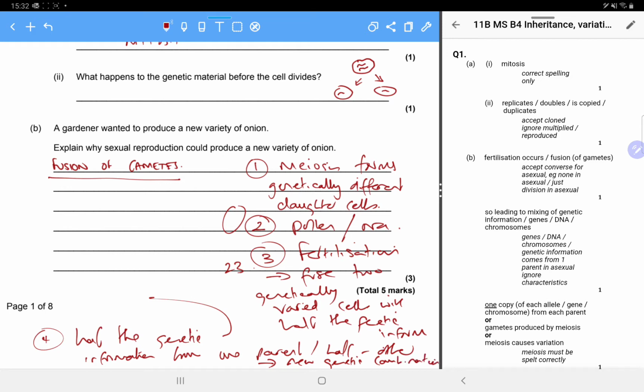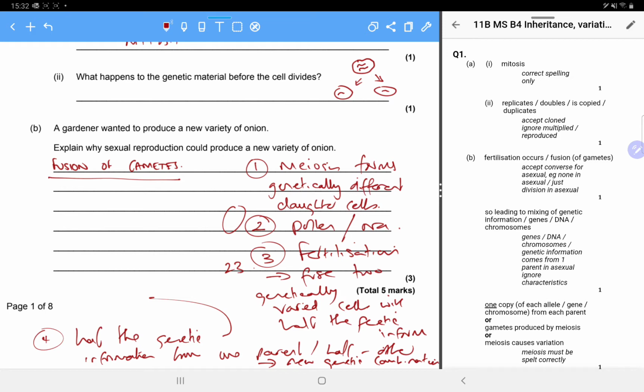Okay, so that is the process. We're talking about meiosis, forming gametes which are genetically varied. The fusion of those gametes is called fertilization. And because we've got two genetically varied gametes, they're going to produce a whole new type of onion.